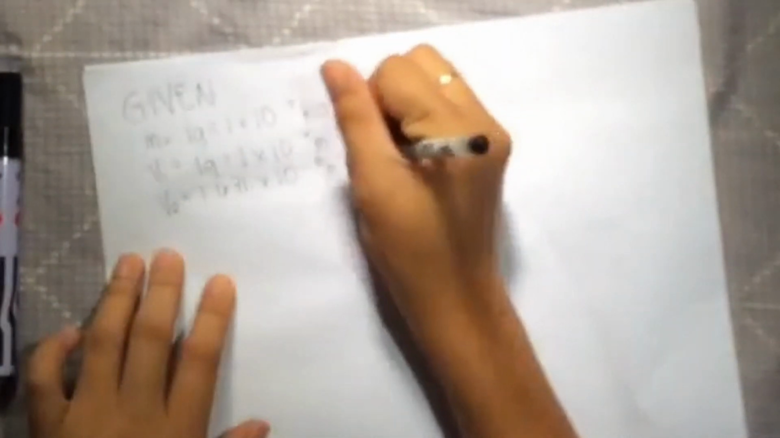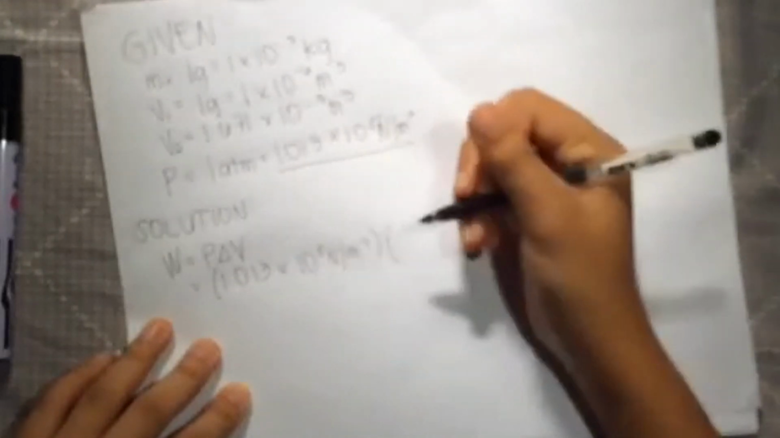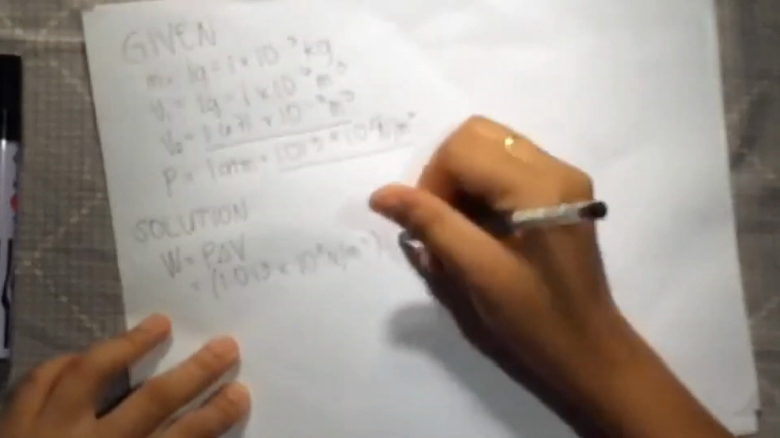Here is the number 1 example. This is how to solve work done by gas. First, you need to find the given. Next is to use the formula when solving the problem: W equals P delta V.